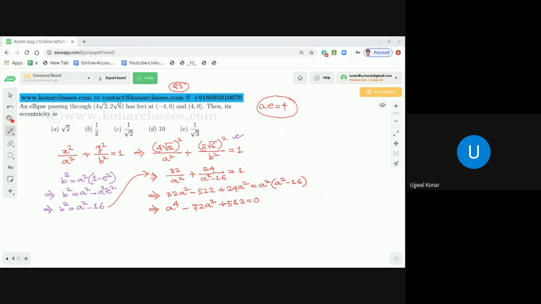And if we make a middle term factorization, it is a quadratic equation in A square, by the way, because the power is A power 4 now. So what we are going to get is A square minus 8 into A square minus 64, that is equal to 0.